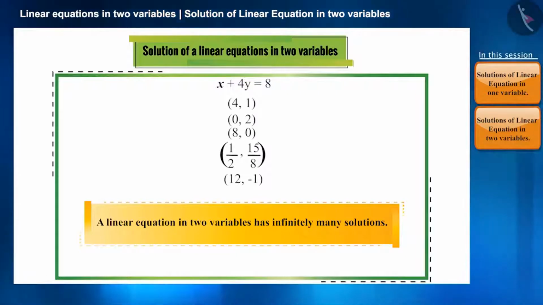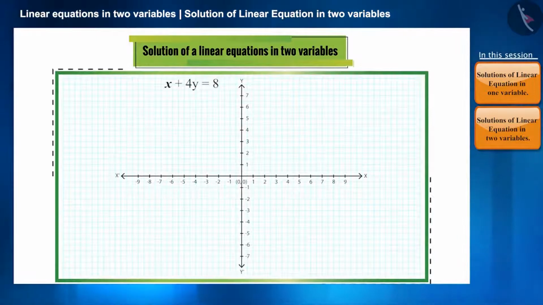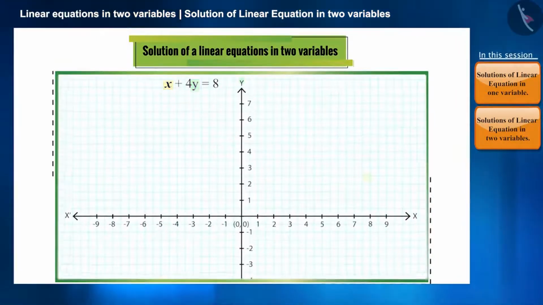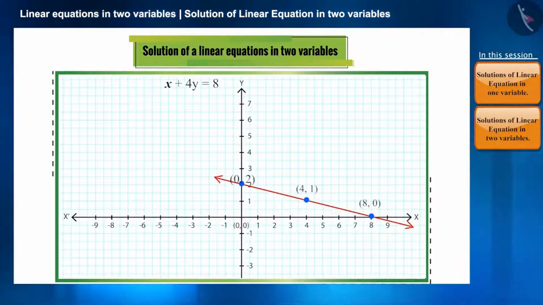Can you explain why there are many solutions to this? A linear equation in two variables has two variables x and y. So this gives us a line. And every point on that line is a solution to that equation. A line is made up of infinite points.